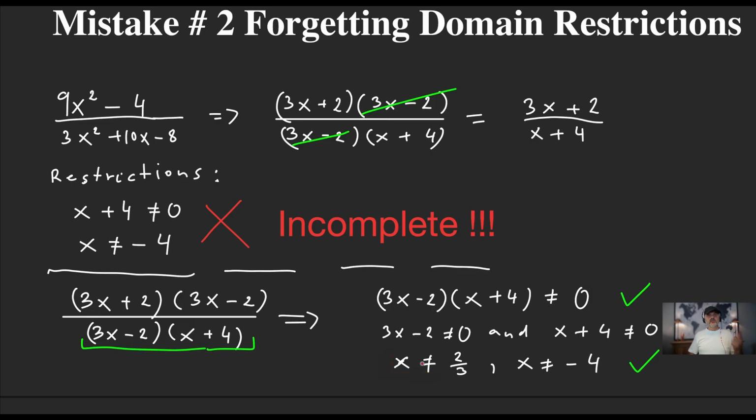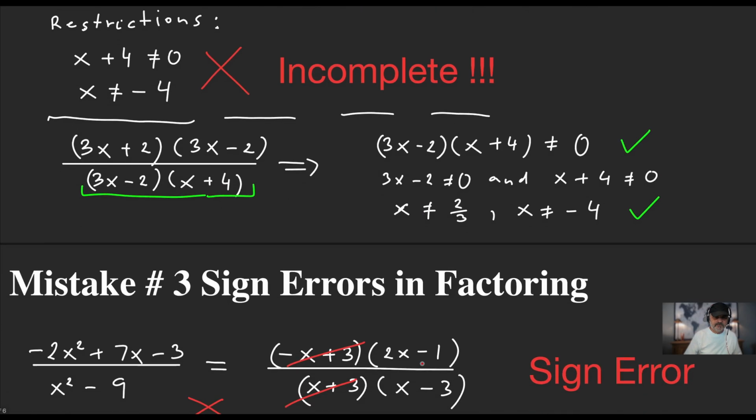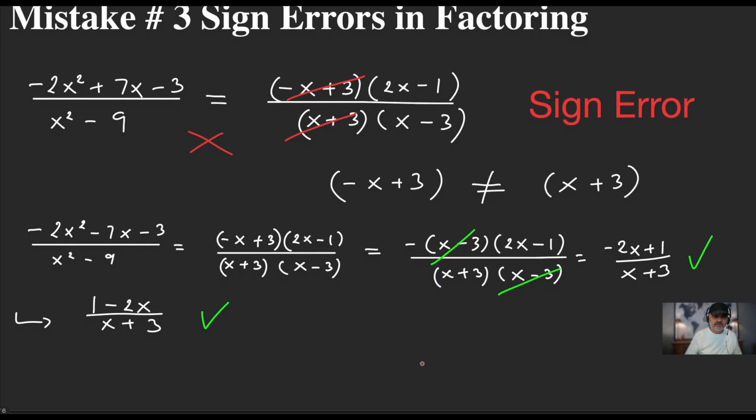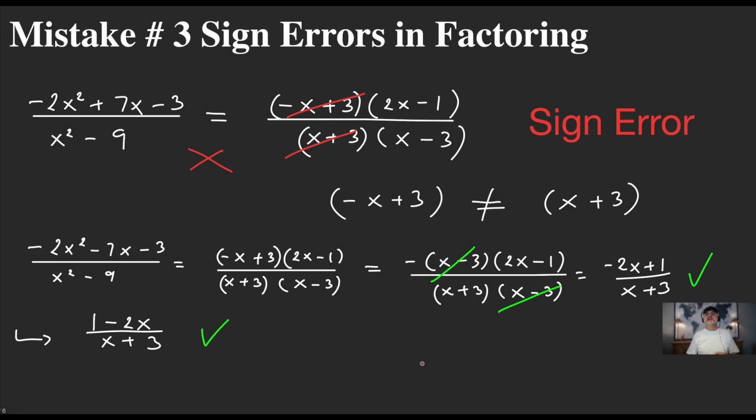So now you have two mistakes that you cannot afford to make: canceling terms, and doing the domain restrictions at the end of the process. And then mistake number 3, sign errors in factoring. So this is a difficult case because it requires of you the knowledge of factoring out -1 from binomials. So let me walk you through this example.